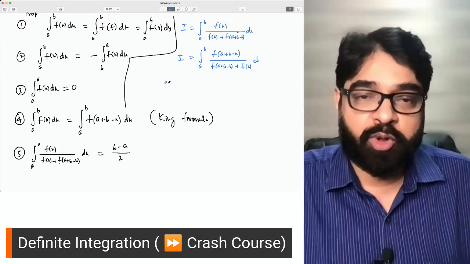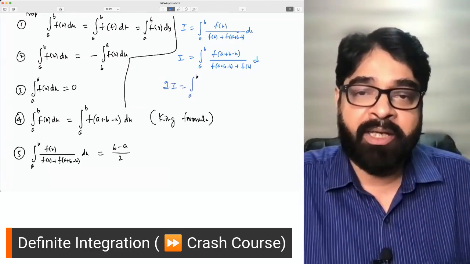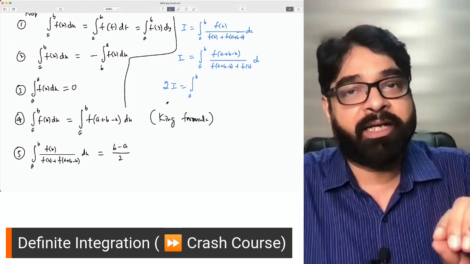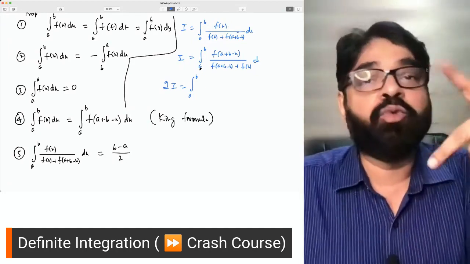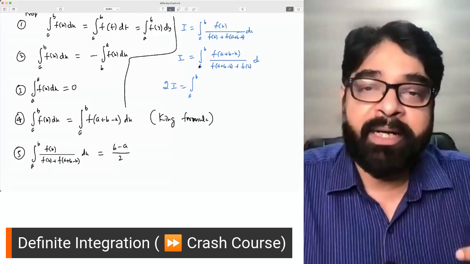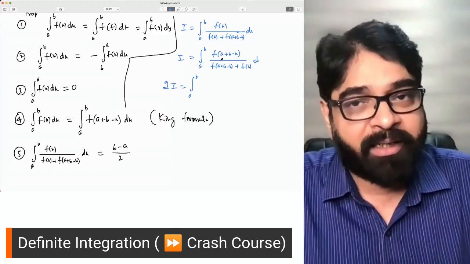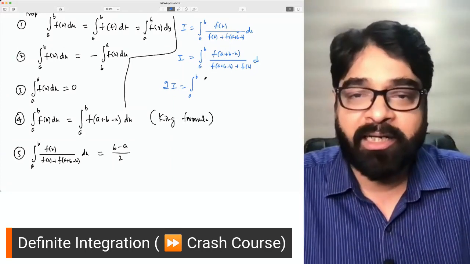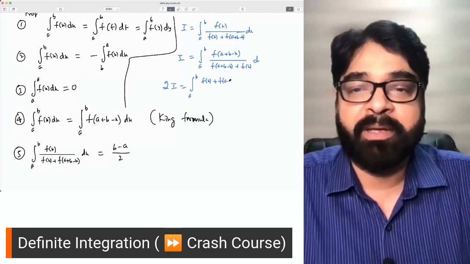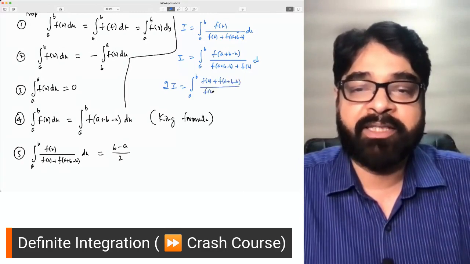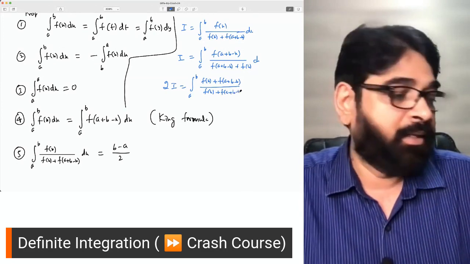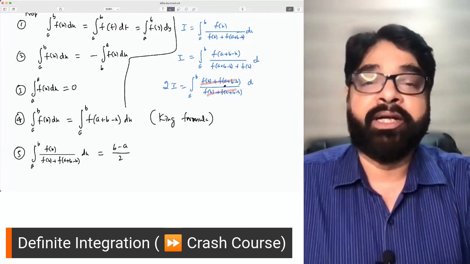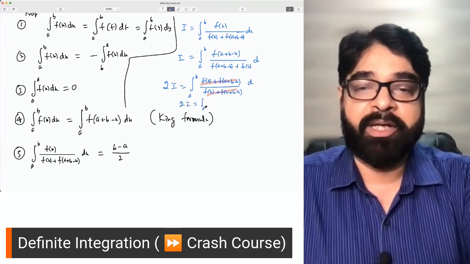So add them. So 2I will be equal to the integral from a to b. If you add them, look, the limit is the same, so the functions will be added. Everything I will not write because time is very limited. Whenever we add two definite integrals with the same limit, the functions get added directly. Since the denominator is the same, the numerators get added: f(x) plus f(a plus b minus x) divided by f(x) plus f(a plus b minus x) dx. You can see very clearly that these two will get cancelled, so you are going to get 2I equals the integral from a to b of dx.